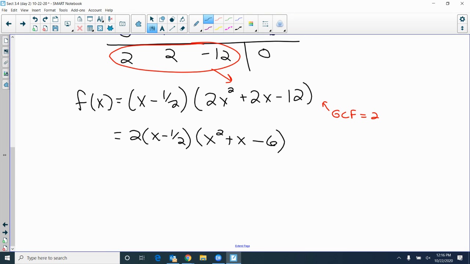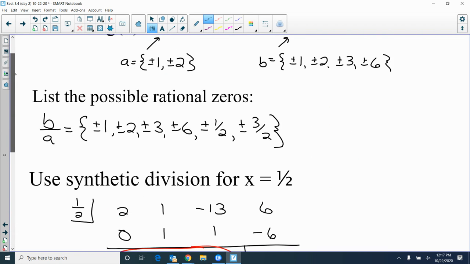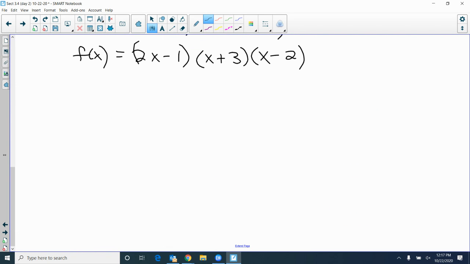Factor out the GCF. And so now I get 2x minus 1. Now that'll factor there. What's x squared plus x minus 6 factor into? X plus 3, x minus 2. And so there we go. List of possible, so we're going to find all the zeros. So my zeros are 1/2, negative 3, and 2.